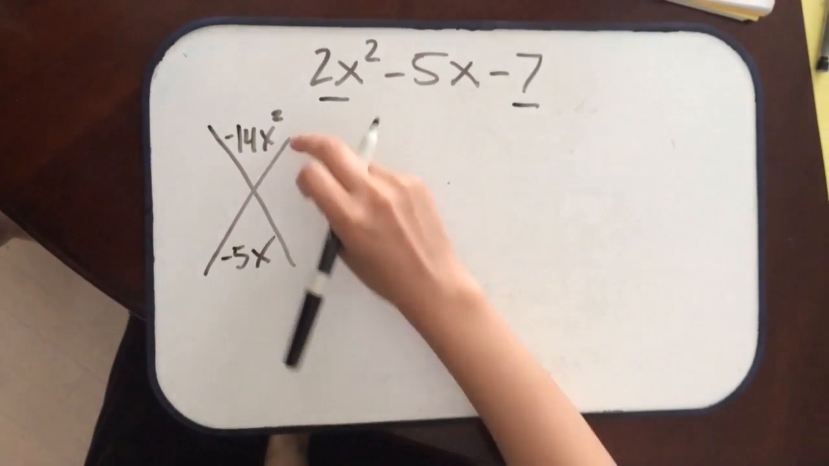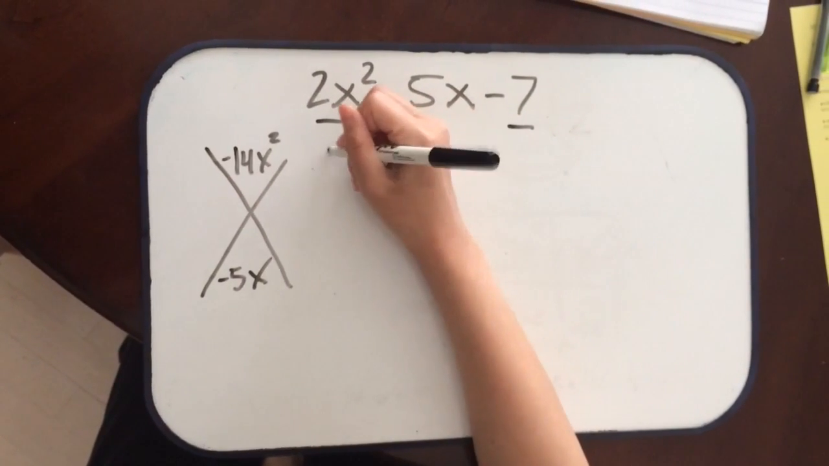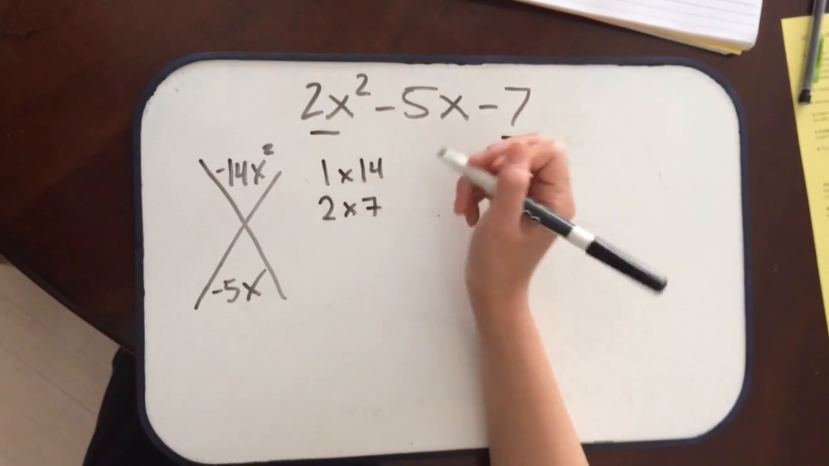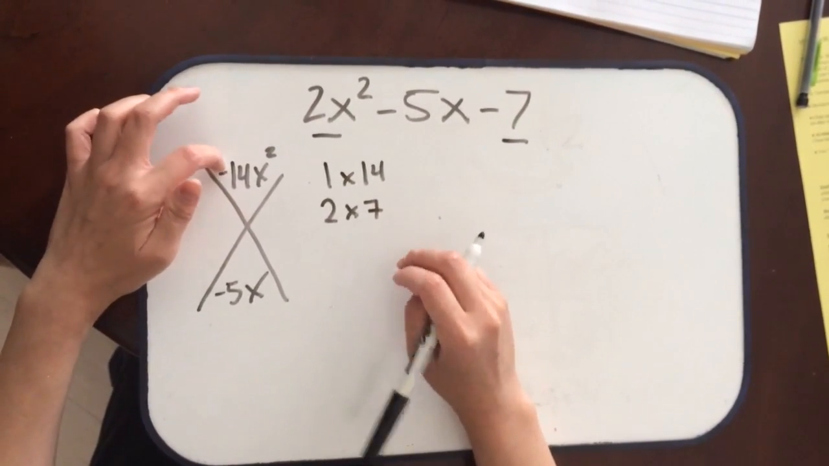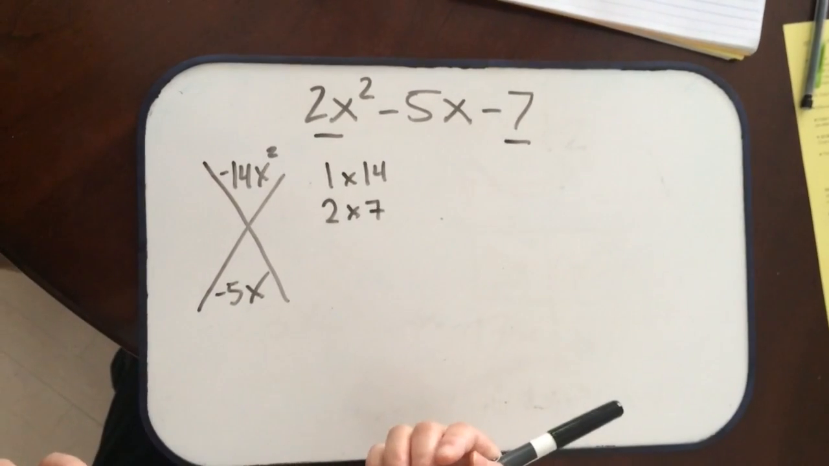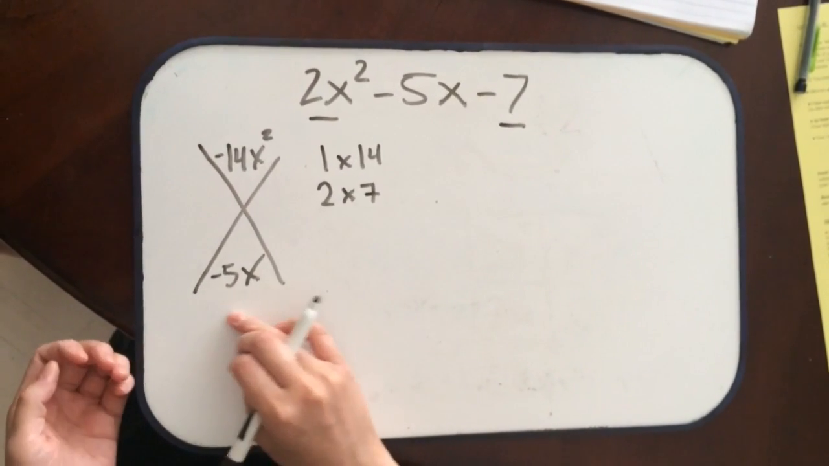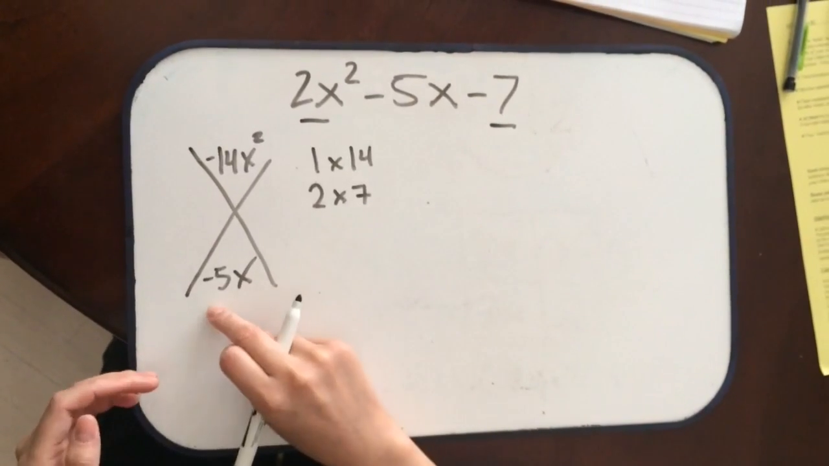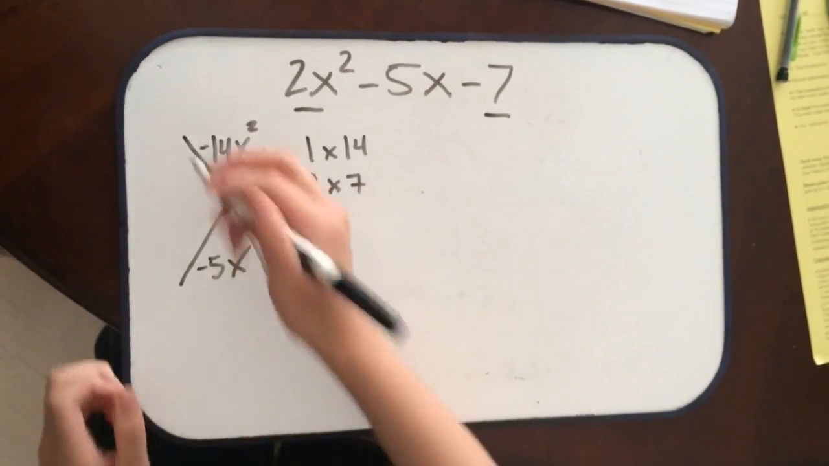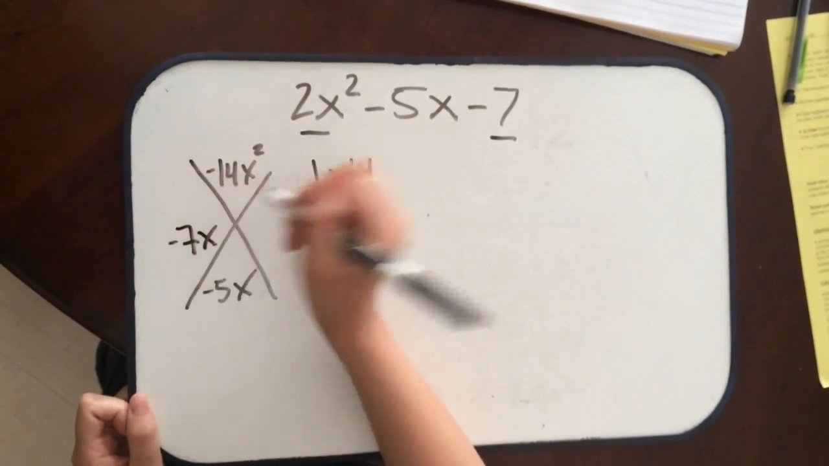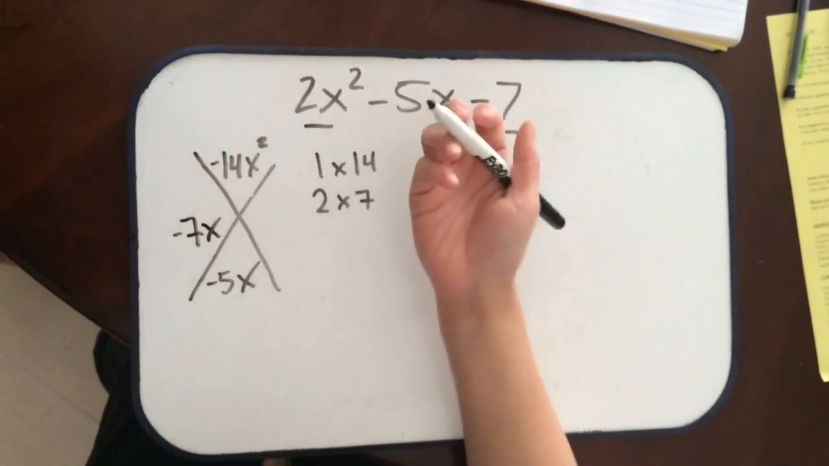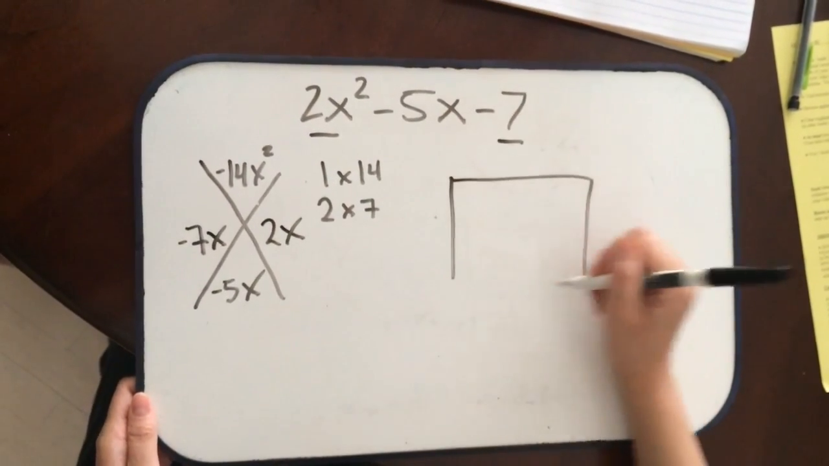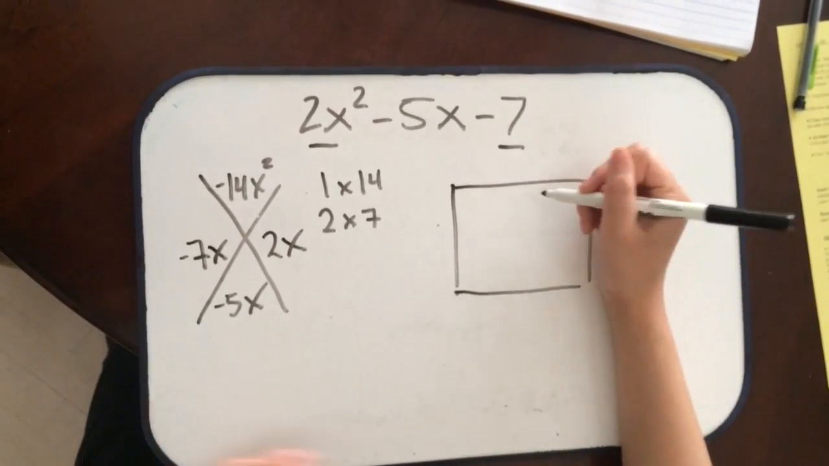Then you're going to think of different factors you can have for 14, so you have 1 times 14, and then 2 times 7. Since it's negative, one of them has to be negative, but they also need to add up to -5x. It's like the first concept we taught you. Since -5 is bigger, it's going to be the 7 that's negative. And then you need an x because they have to multiply to equal -14x squared, and then 2x.